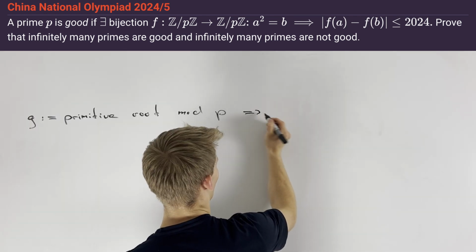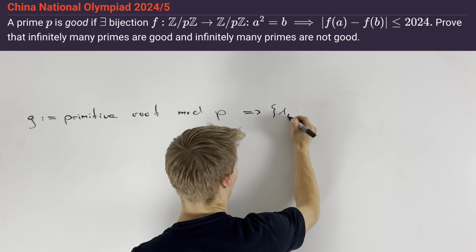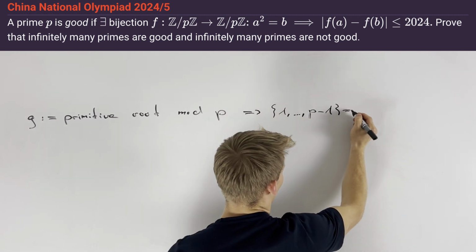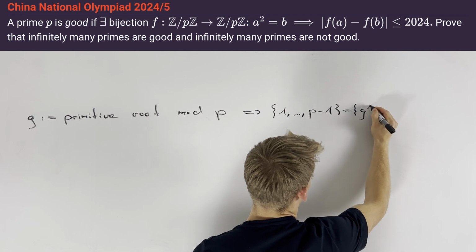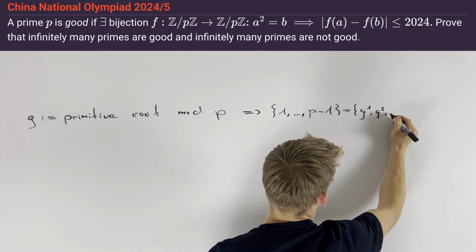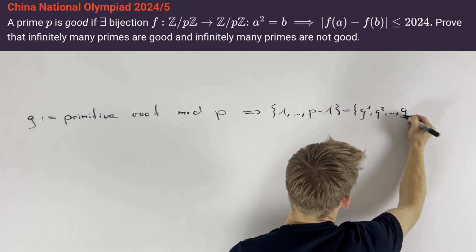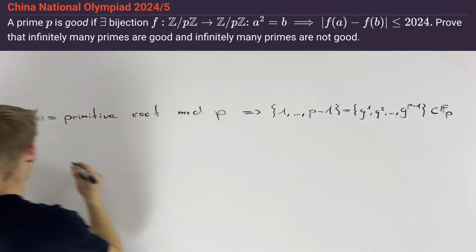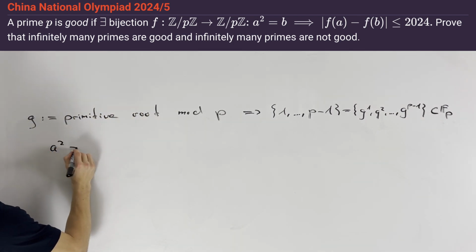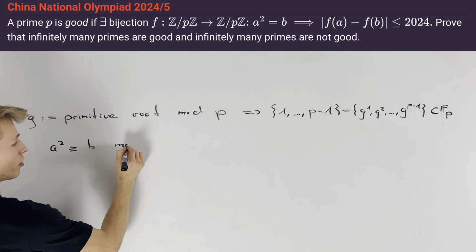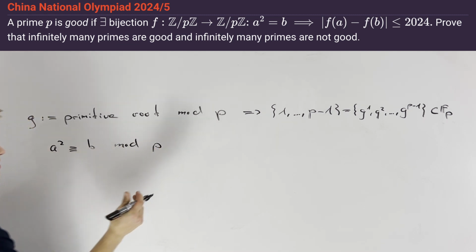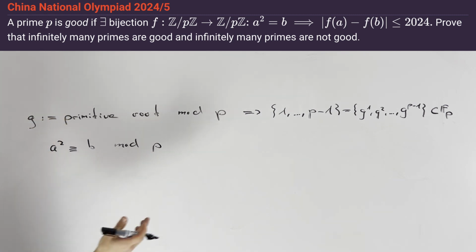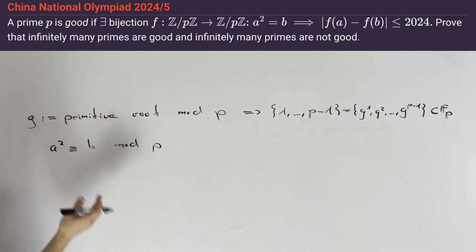This allows us to rewrite the set of non-zero residue classes modulo p as the set of residue classes g^1, g^2, and so on up to g^(p-1). Now we want to take a look at our equation a² ≡ b modulo p. And in the best case, we want to write a and b in terms of g. But this is only possible if they are not equal to 0.